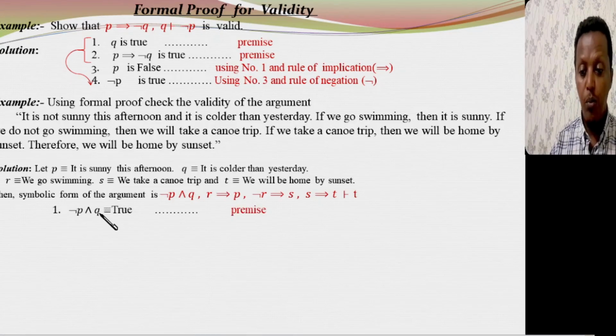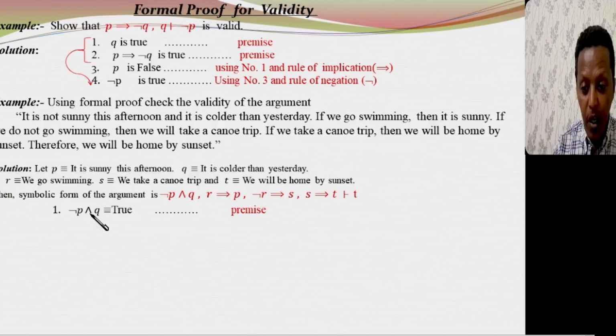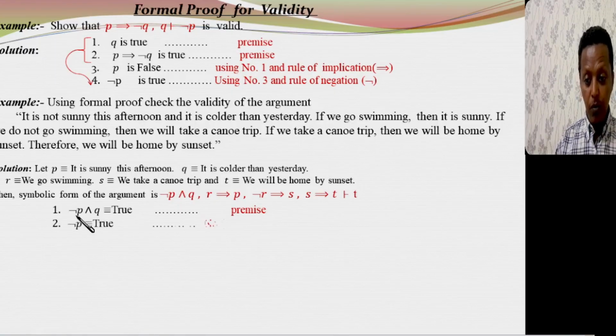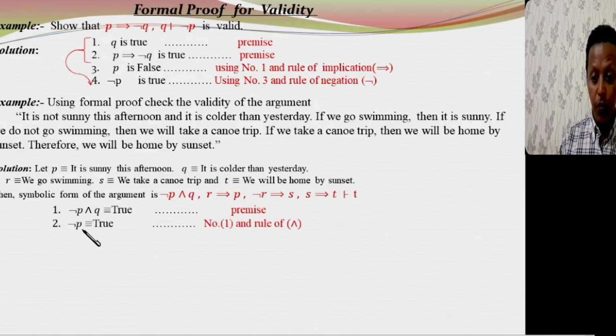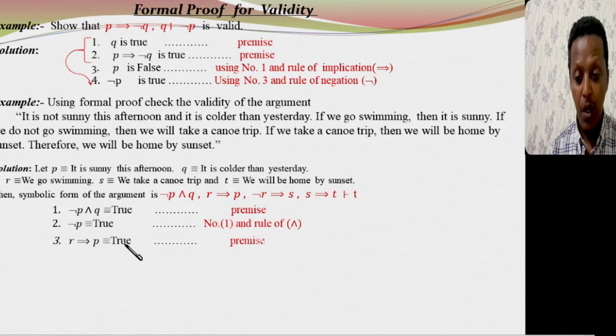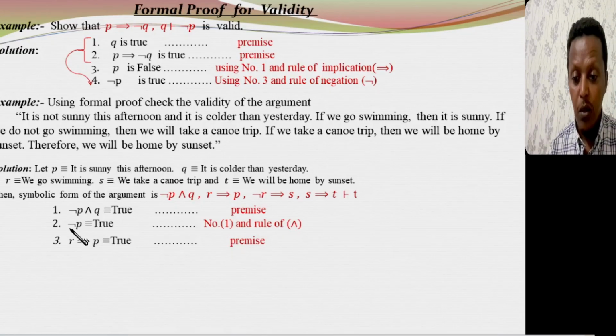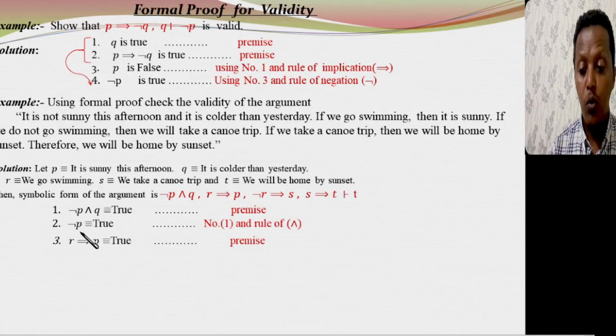So negation P and Q is true. What is the reason? Because it is a premise. So if negation P and Q is true, for conjunction, you remember the rule of conjunction, both have to be true. So negation P as well as Q, both are true. So negation P true means P is false. So the second premise, R implies P, that is true because it is the second premise.